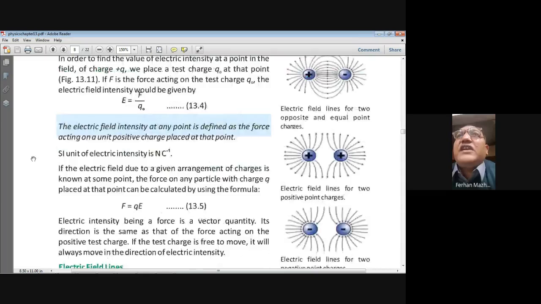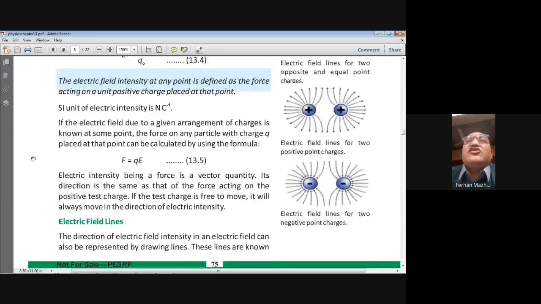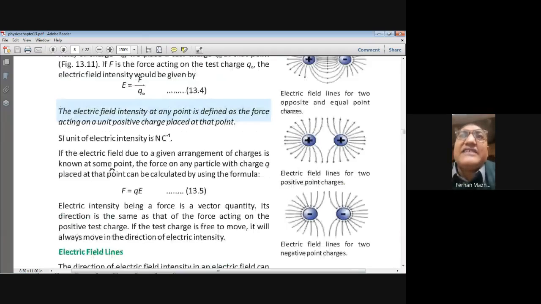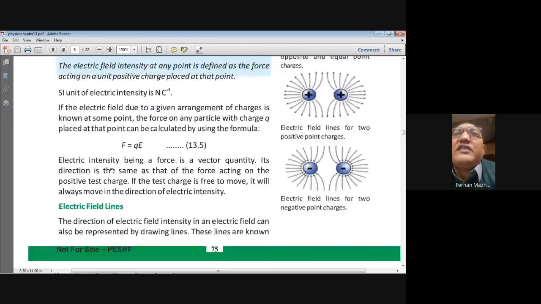If the electric field due to a given arrangement of charges is known at some point, the force on any particle with the charge Q placed at that point can be calculated by using the formula F equals QE. Electric intensity, being a force, is a vector quantity. Its direction is the same as that of the force acting on the positive test charge. If the test charge is free to move, it will always move in the direction of the electric intensity.